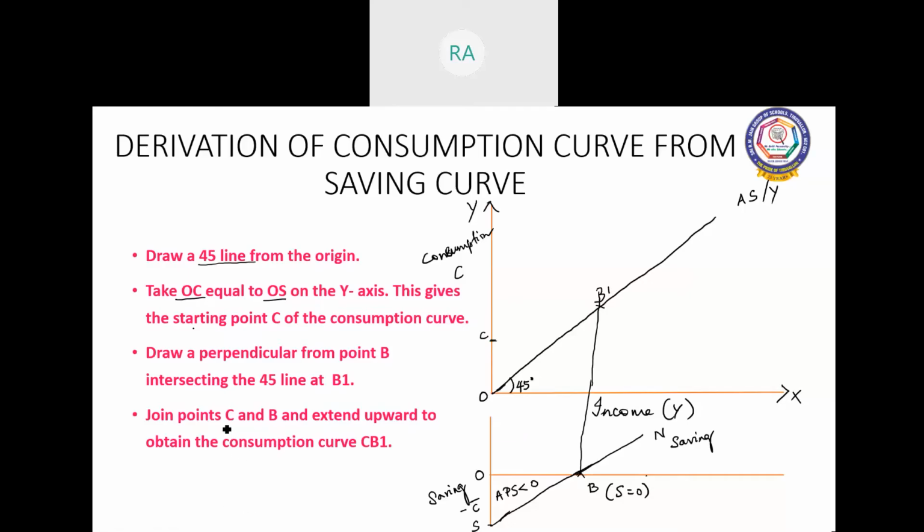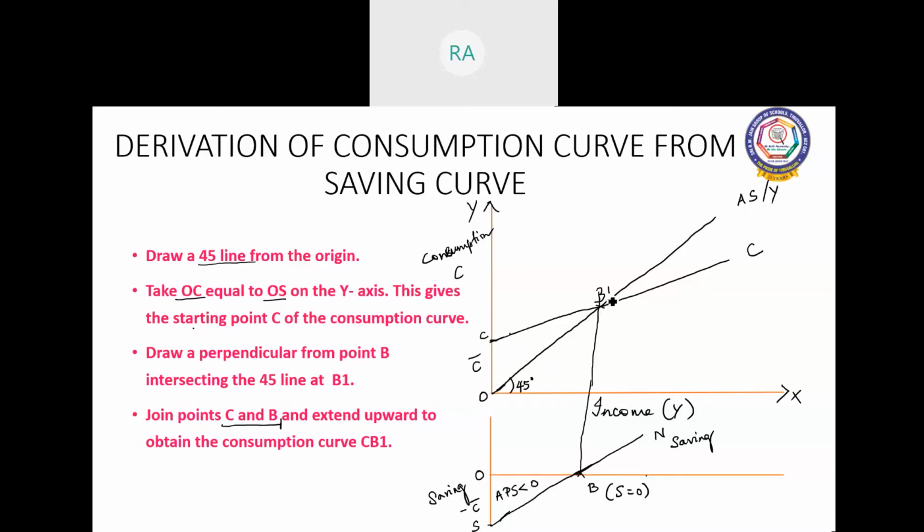Join points C and B1, and extend upward to obtain the consumption curve CB1. So this is drawn. Consumption curve is now drawn from point C. This is the autonomous consumption, because at zero level of income there is a minimum level of consumption expenditure, and so OC is the autonomous consumption expenditure.